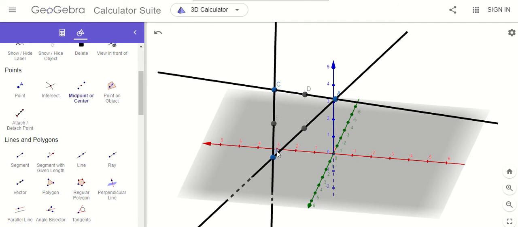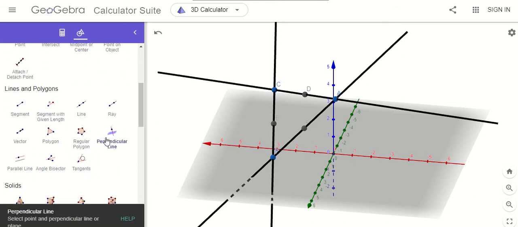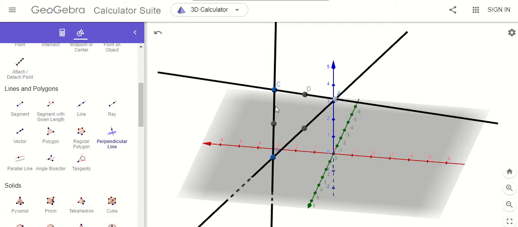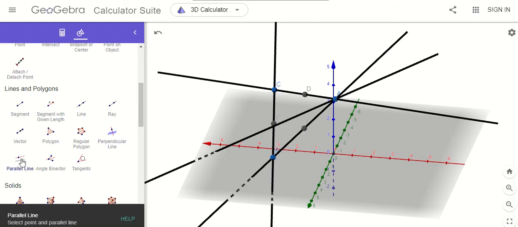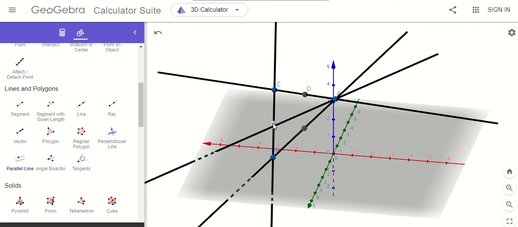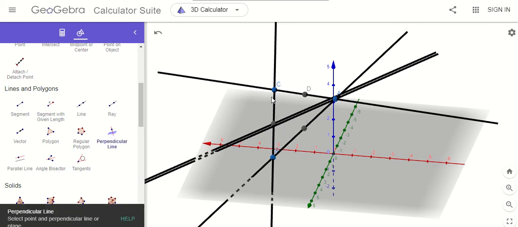Next, we cannot draw the perpendicular at locations D, E, F, so I will show another way to do this. We have a perpendicular line in here. We choose A and we choose the line CP. Next, we choose a parallel line in here. So we have B should be parallel to this line from A. Next, we do the same technique.